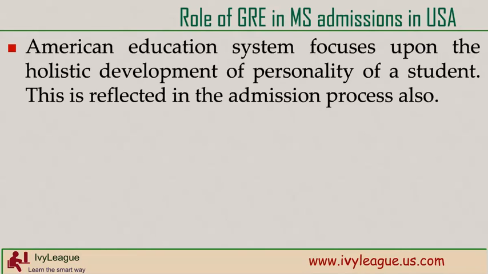The American education system focuses upon the holistic development of personality of a student. They do not have a single-point focus on academics alone. Moreover, in an American program, the learning is not only driven by teachers and knowledge in books, but also focuses on peer learning and developing intellectual abilities in a student. So admission to the best colleges and universities in the U.S. is based on the complete profile of a prospective student.